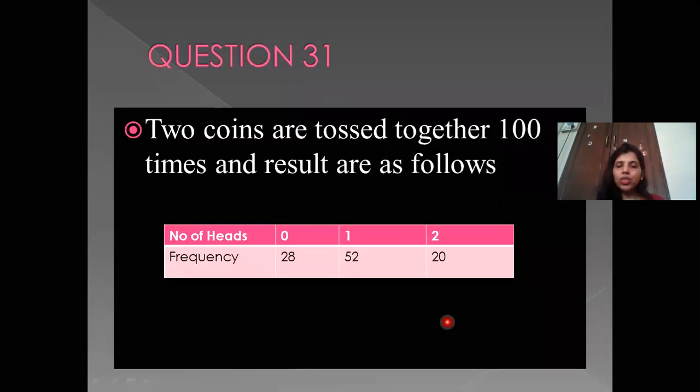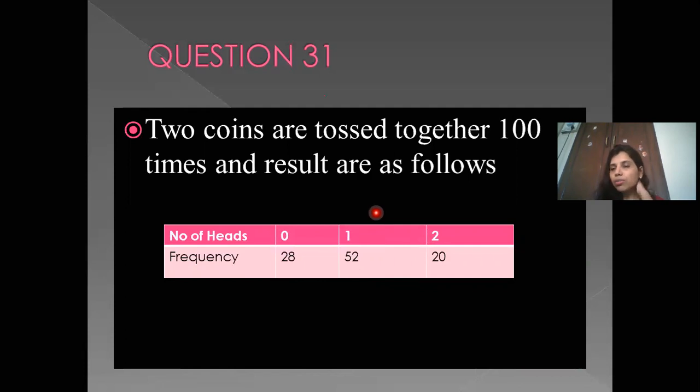Now we go to the next question. In the next question, children, this type of question we have done, when the frequency is given and the value is given, because 2 coins are tossed 100 times. So 100 times it is tossed, and 28 times you get 0 heads, and 52 times you get 1 head, and 20 times you get 2 heads. So frequency is given, so whenever frequency is given you have to write the sample space with respect to frequency.